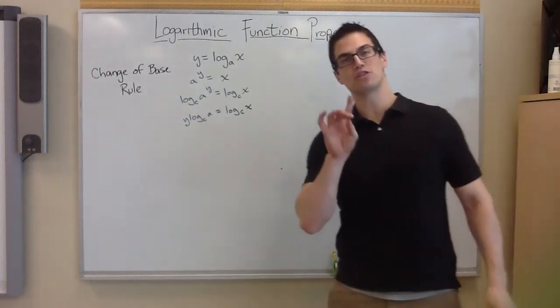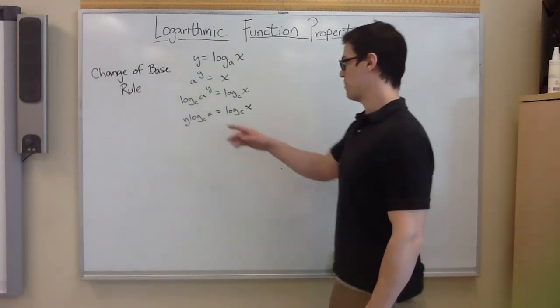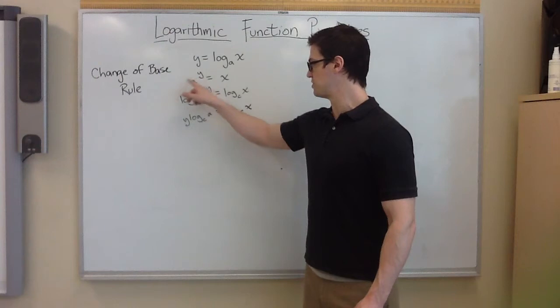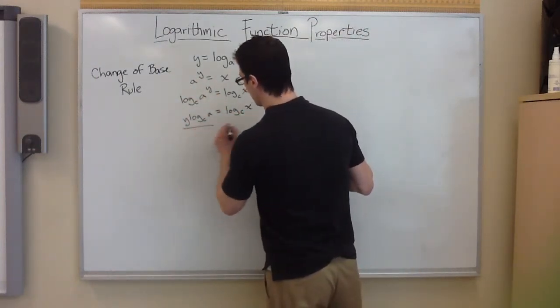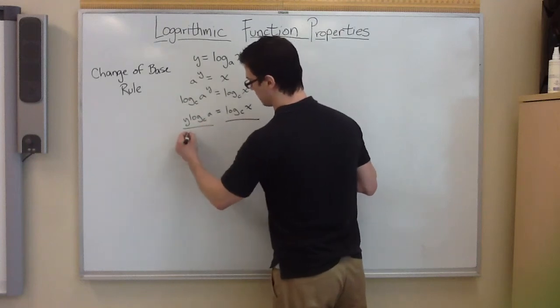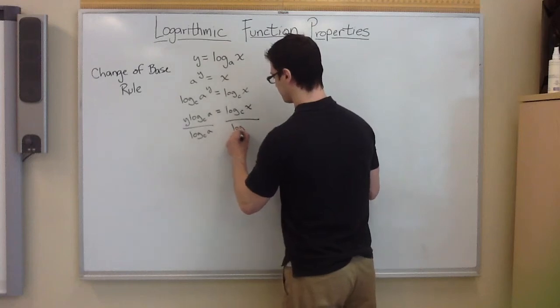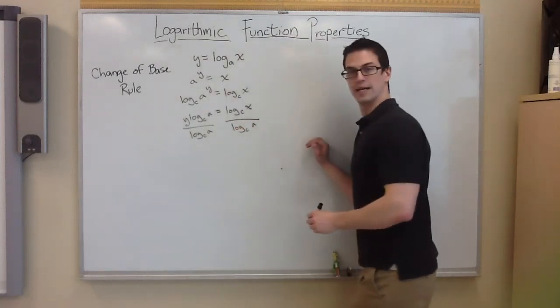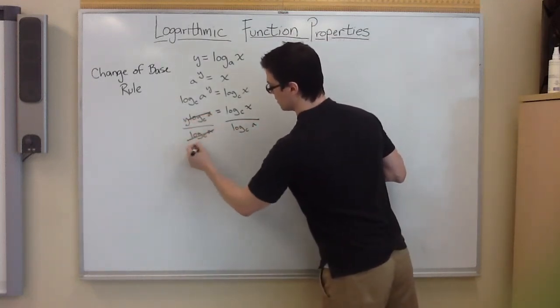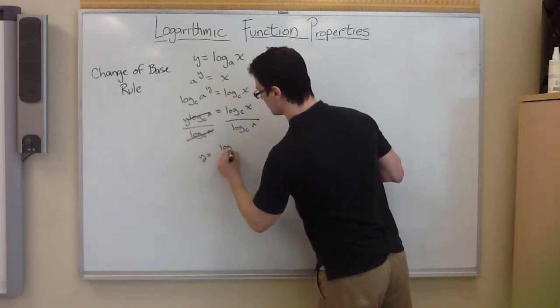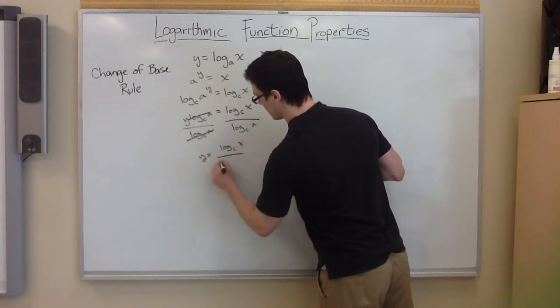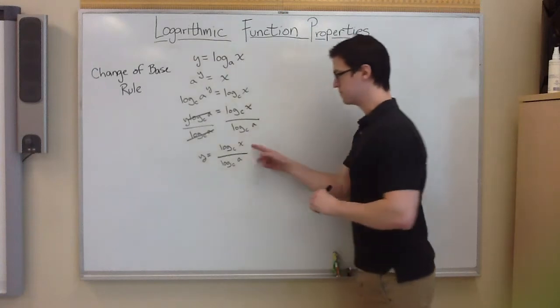Now remember, we want to solve for y. Okay, this is why the power rule is so important, because we can just take that out. Now it's really easy to solve for y. Hopefully you can see it. All you have to do is divide both sides by log base c of a. Okay, this cancels. So now you're left with y is equal to log base c of x divided by log base c of a. Just like that.